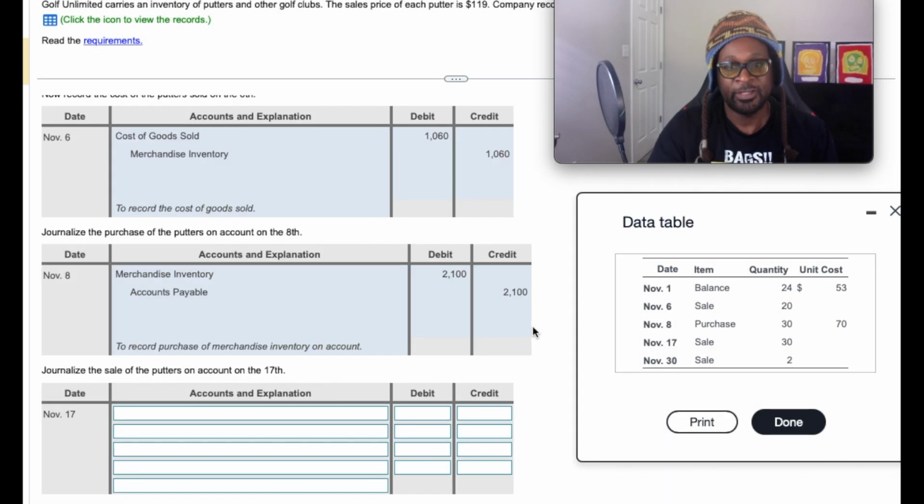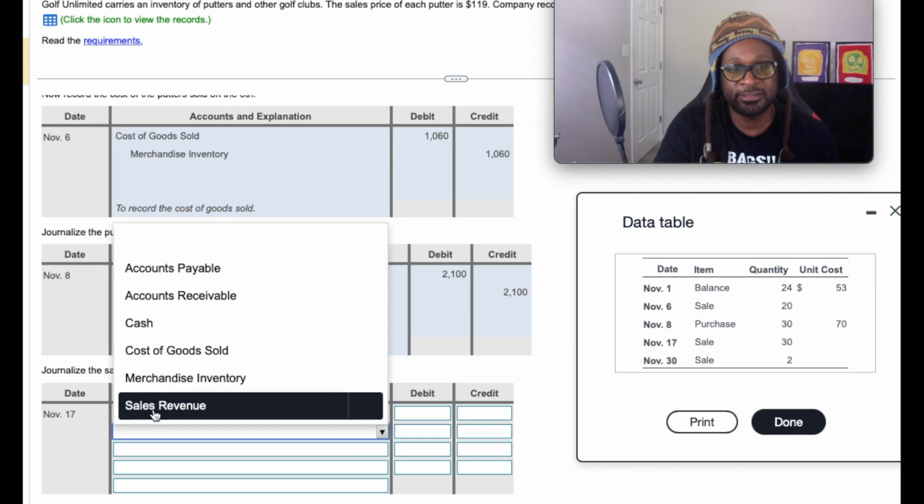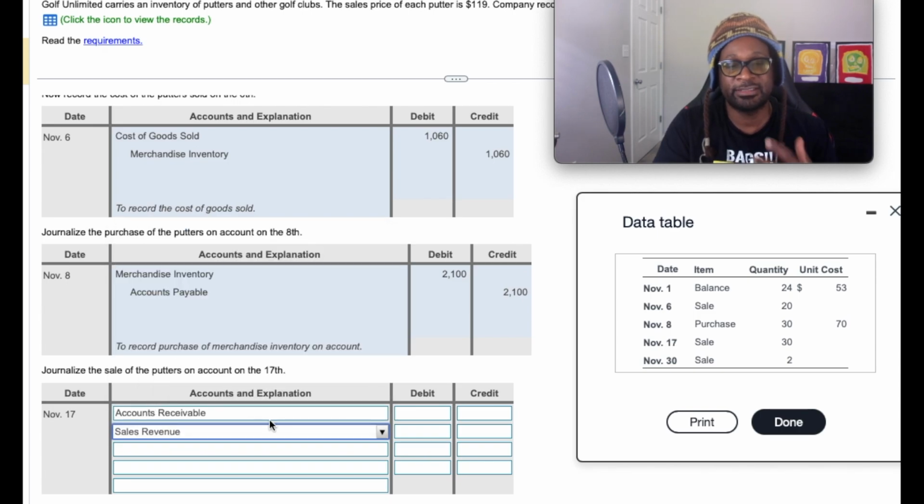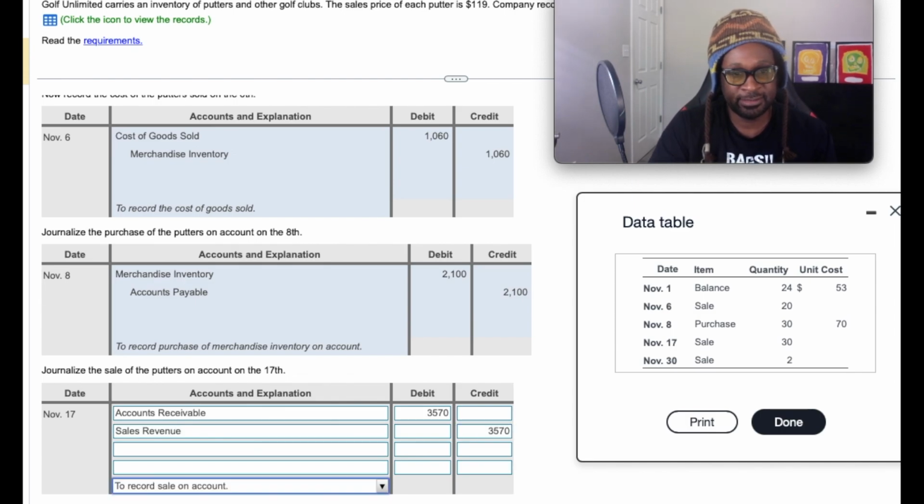Well done, gang. So now it's time to record the sale of the 30 units from the November 17th period. And we already know the deal by now, gang. We're going to debit accounts receivable and credit sales revenue for the 30 units that were sold at a price of $119 each, which gives us a total of $35.70. We're going to check the answer.